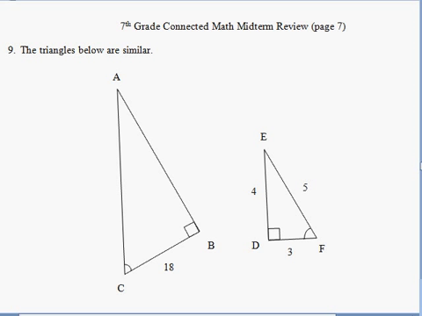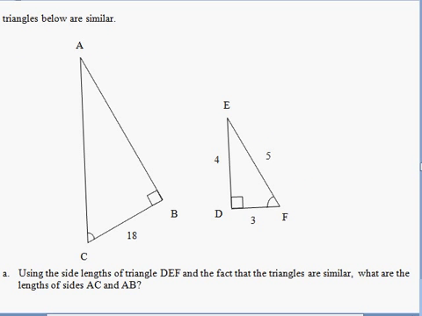7th grade Connected Math midterm review, question number 9. It states that the triangles below are similar, so we need to keep that in mind. A says, using the side lengths of triangle DEF, which they gave us, and the fact that the triangles are similar, what are the lengths of side AC and AB?